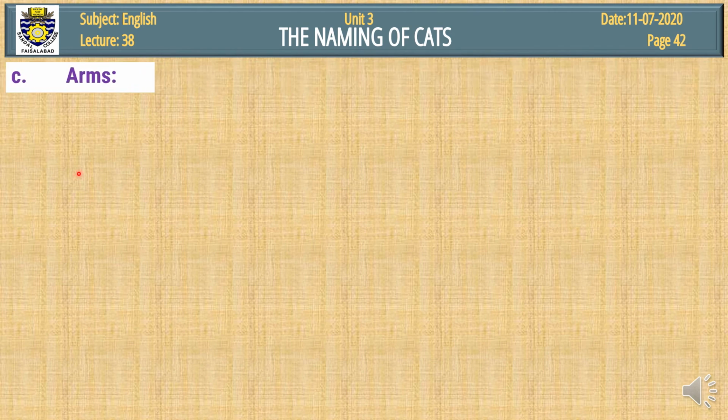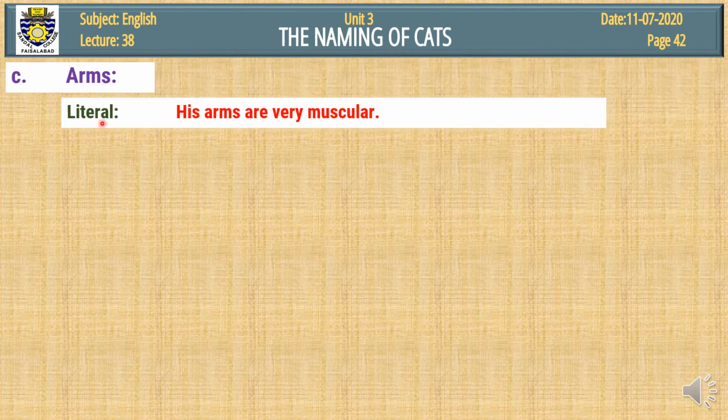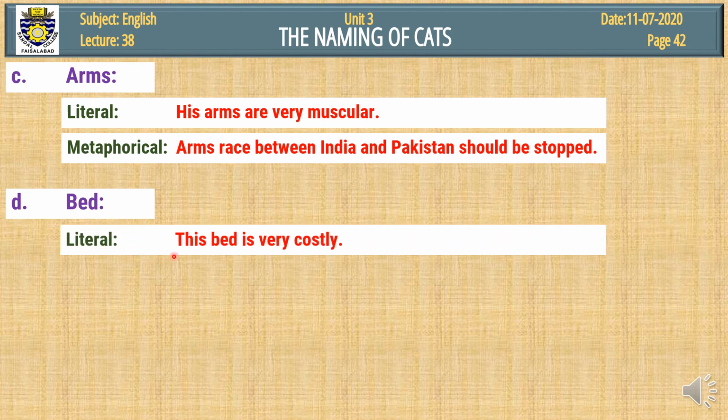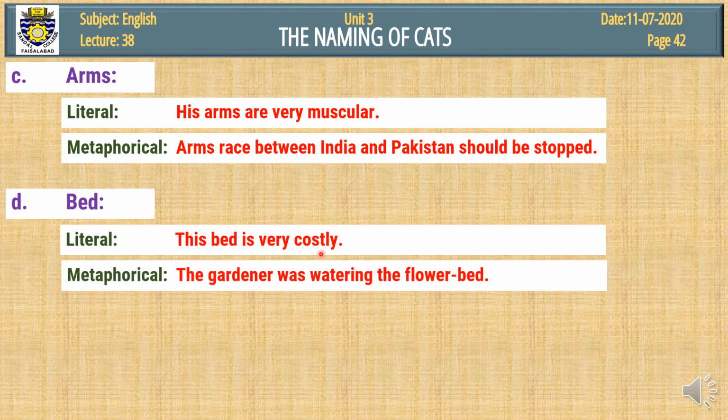C. Arms. In its literal sentence, his arms are very muscular. His arms are very strong. Very good. Now, metaphorical meaning: arms race between India and Pakistan should be stopped. Here, arms means weapons. The race of weapons between Pakistan and India should be stopped. D. Bed. In its literal sentence, this bed is very costly.